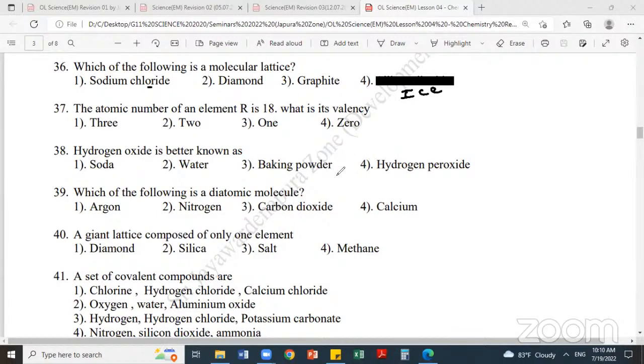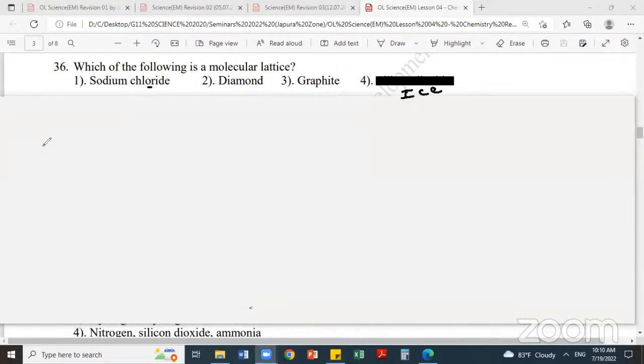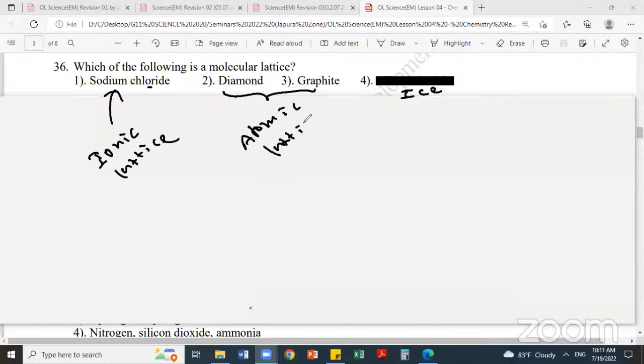Ice is a polar molecular lattice. What is sodium chloride? An ionic lattice. Diamond, atomic lattice. Graphite, made of only atoms, atomic lattice. Atomic lattice is made of atoms, ionic lattice is made of ions, molecular lattice is made of molecules. So sodium chloride is an ionic lattice. Diamond and graphite are atomic lattices.